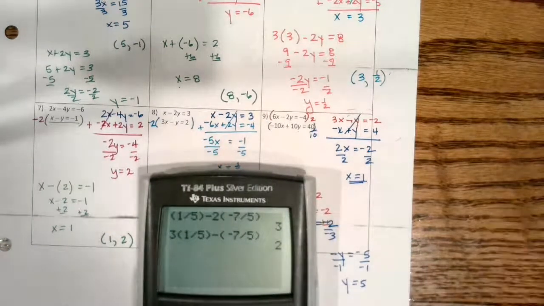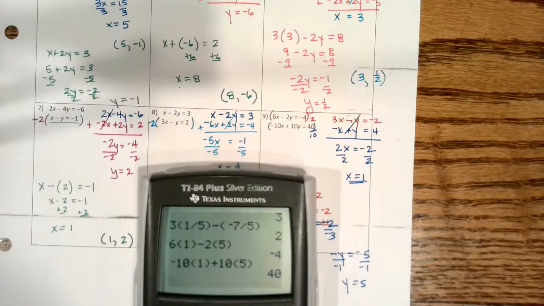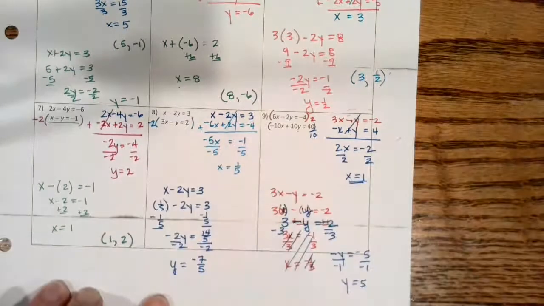So let's go ahead and say 6 times my value for x, 1, minus 2 times my value for y, 5. What do I get? Good news. And I'll say negative 10 times my value for x plus 10 times my value for y. Good news. Good thing I caught my mistake.